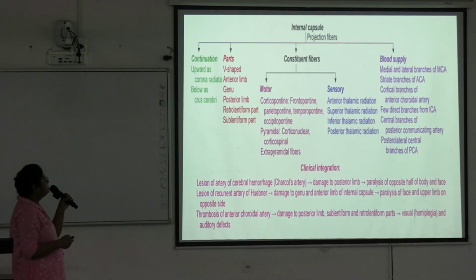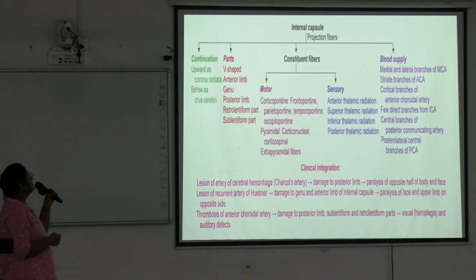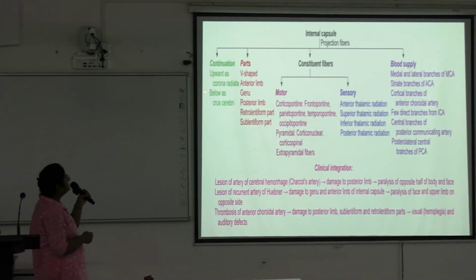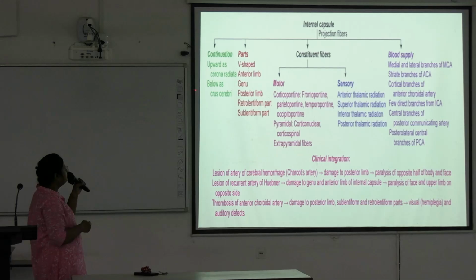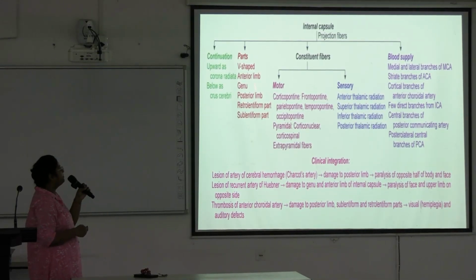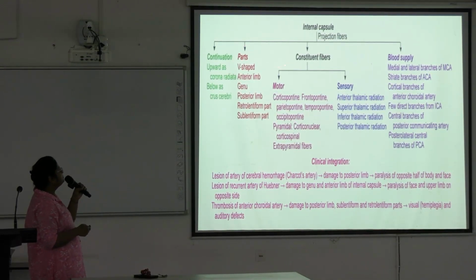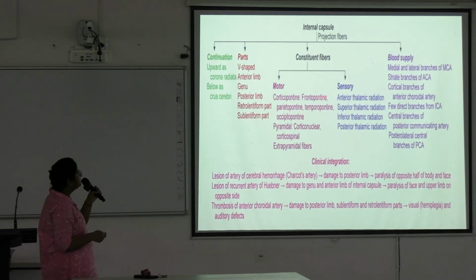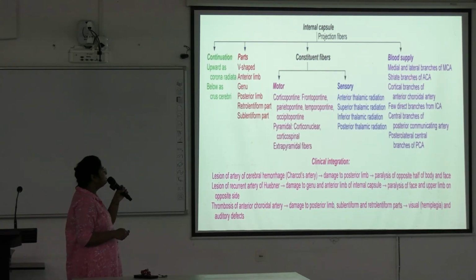So the internal capsule consists of projection fibers, with continuation upward as the corona radiata and below as the crus cerebri. It is V-shaped and has the following parts: anterior limb, genu, posterior limb, retrolentiform part and sublentiform part. And these constituent fibers are also very important.